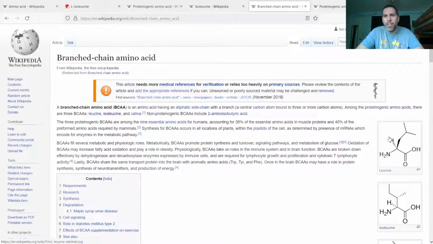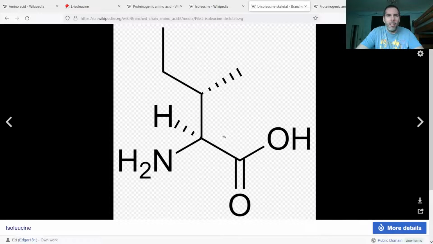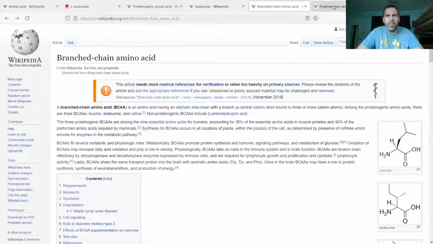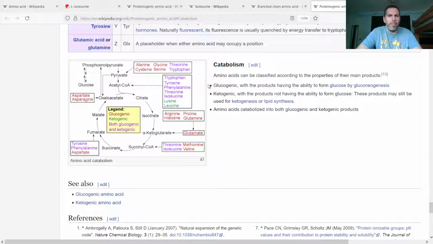So here's the branched side chain amino acids: leucine, isoleucine, valine. You can see isoleucine here. And as far as catabolism, isoleucine is listed as both glucogenic and ketogenic, so it can be broken down in pathways that make glucose or various ketone molecules.